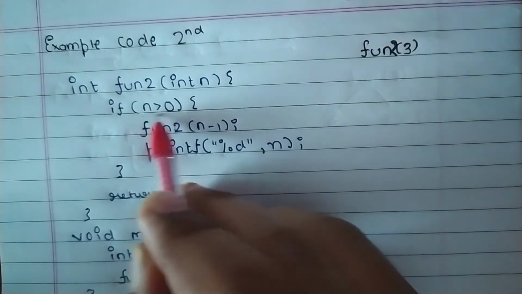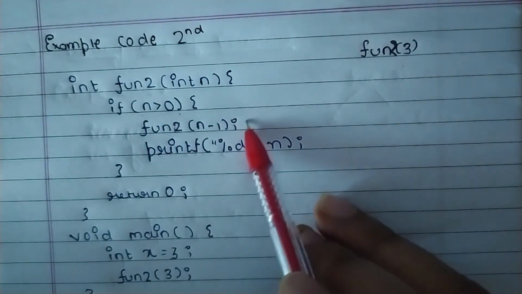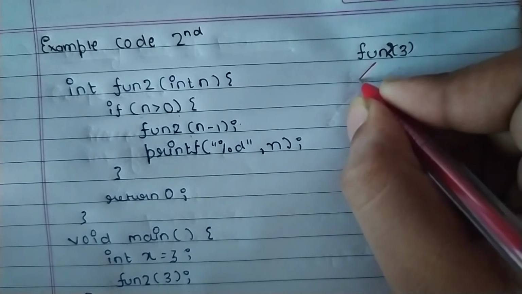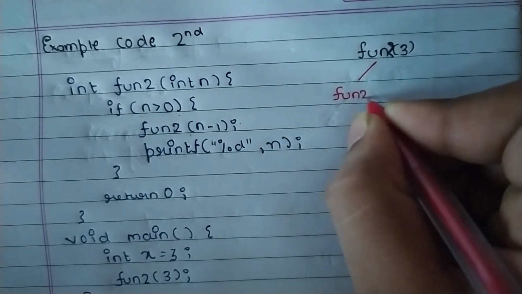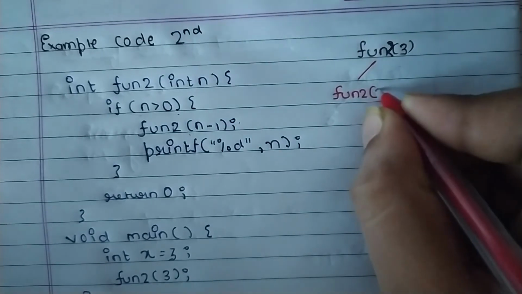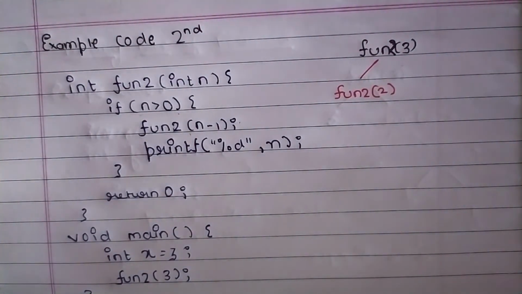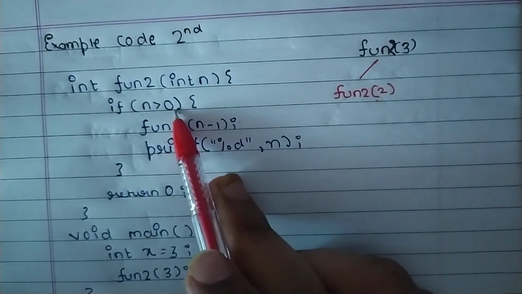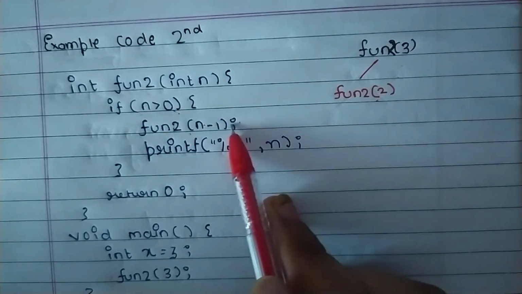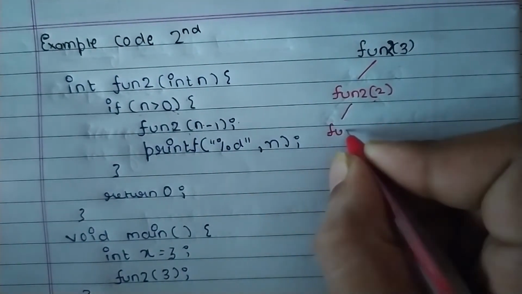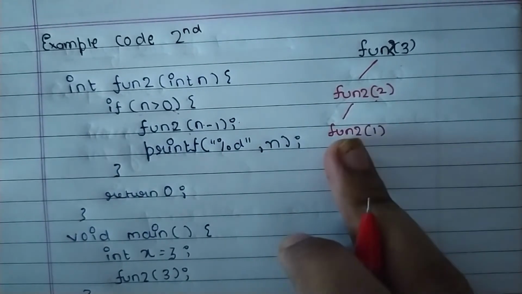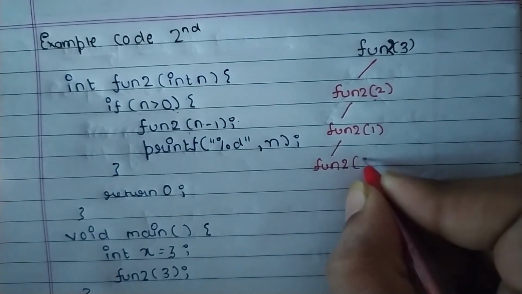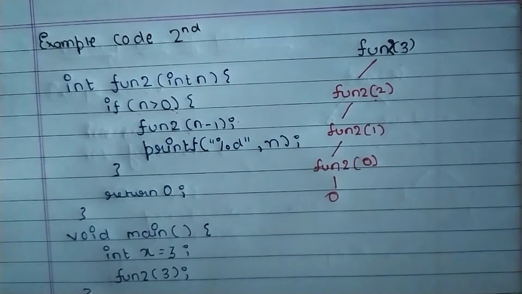So it goes inside, the condition is true as 3 is greater than 0, then it goes here. Now before printing it will call itself, fun2 with the value 3 minus 1, that is 2. Now what, printf? No. This function again checks the condition, and it is true. Then again it will call itself with the value 2 minus 1. And again this checks the value and then terminates with 0.